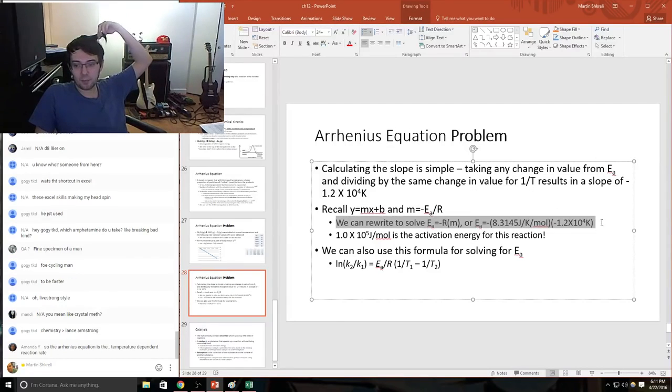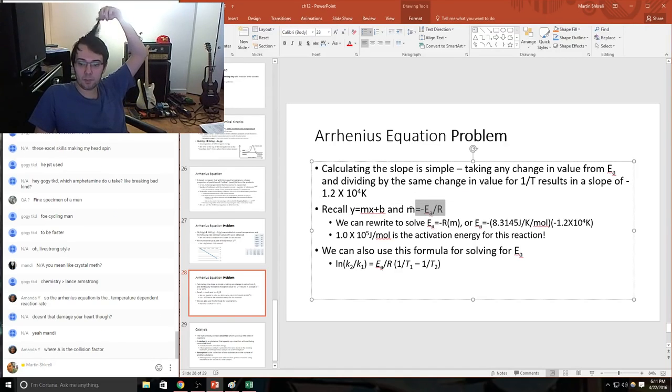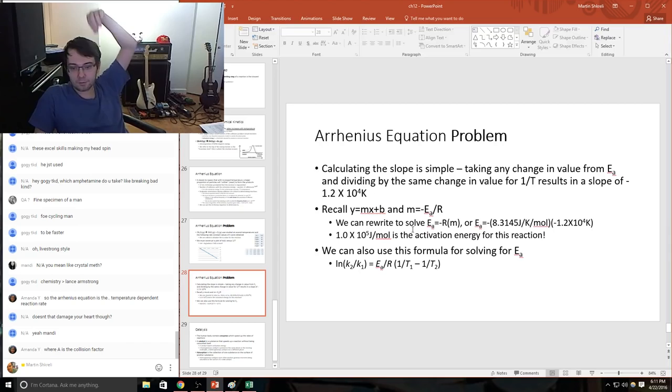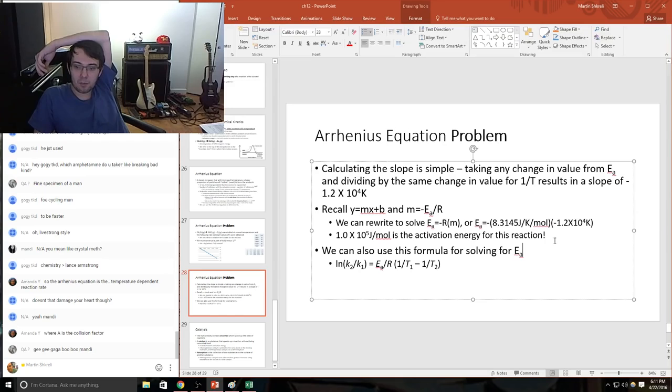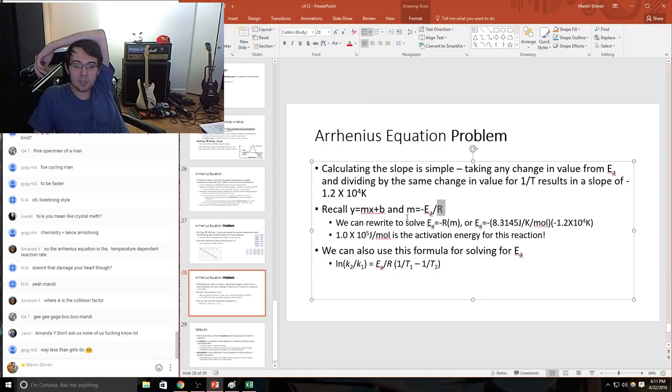So we can take the slope here, and what's complicated though is that y always equals mx plus b, and in this case m is equal to negative EA divided by R. We can start to transform this around, because m equals negative EA over R, so we rewrite: EA equals negative R times m. We multiply R by both sides and isolate EA. So EA equals negative R times m, and m we calculated is the slope.